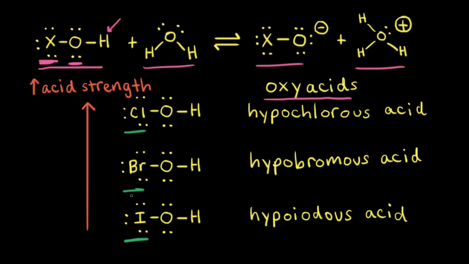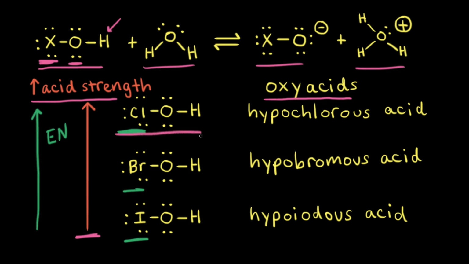And as we go from iodine to bromine to chlorine in group 7A on the periodic table, that's an increase in the electronegativity. So chlorine is the most electronegative out of these three halogens. And as we go up the group in our halogens, there's an increase in the strength of the acid. So hypochlorous acid is the strongest of the three. The main factor determining the strength of these oxyacids is the bond polarity, which is affected by the electronegativity of the halogen.